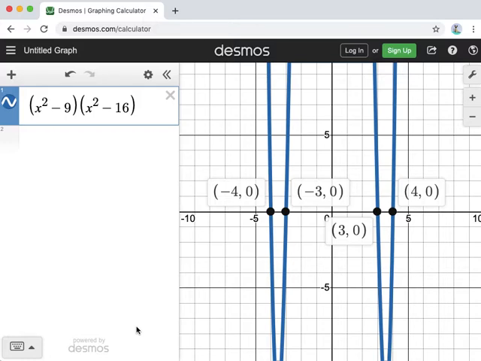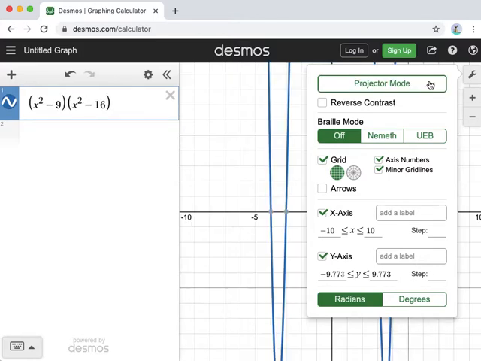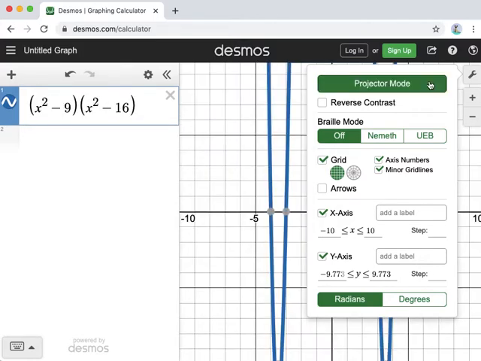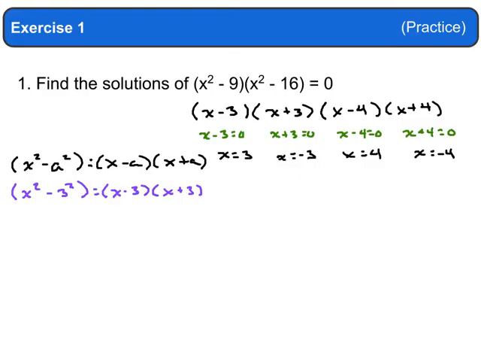If you've never used Desmos, this is desmos.com. You can see that written in the browser up in this video. I'd recommend you go there, try it, type this in, and see if you can get this exact same result as well. If you press the little wrench up here, this is where all the settings are. I like to use projector mode because it makes it a little bit easier to see, but you don't have to.